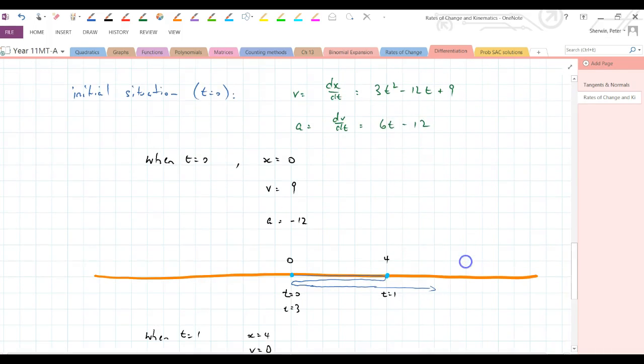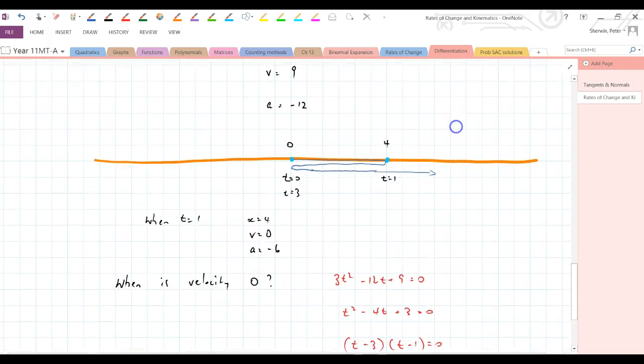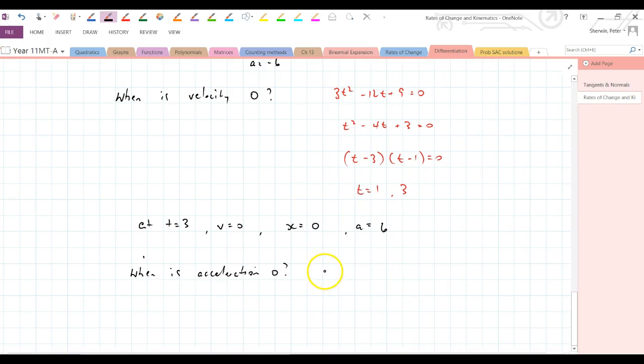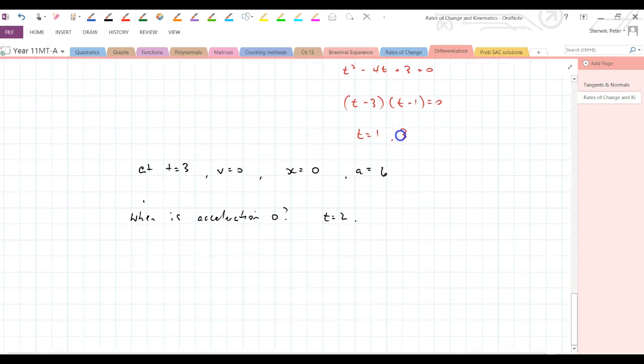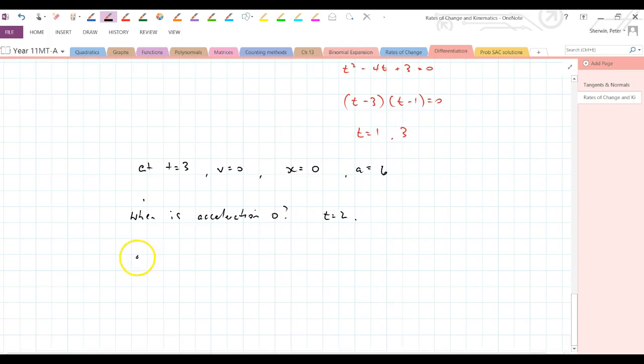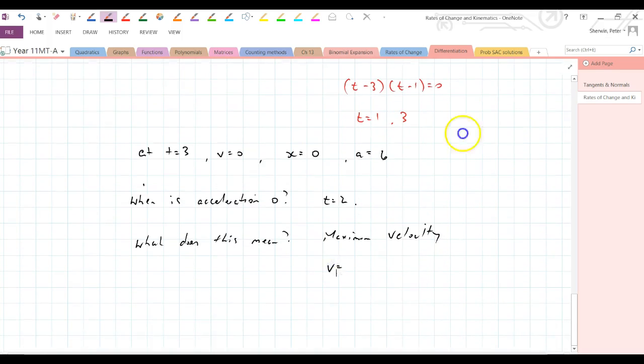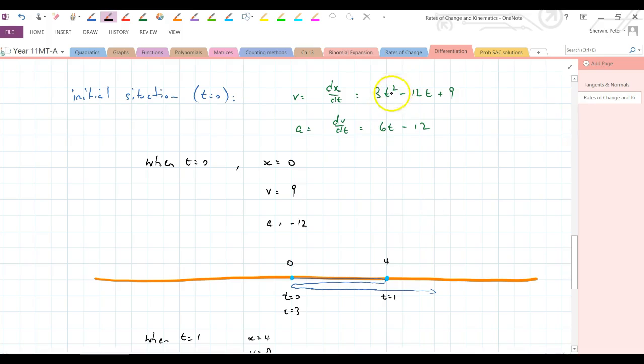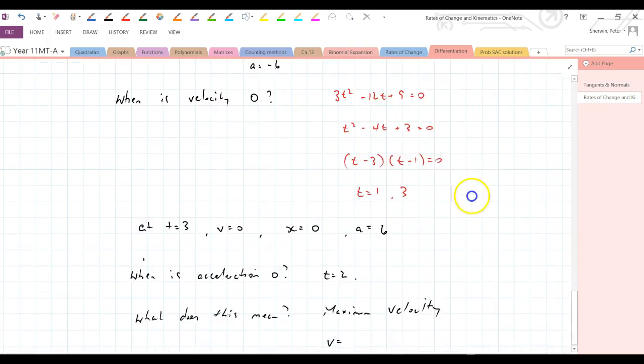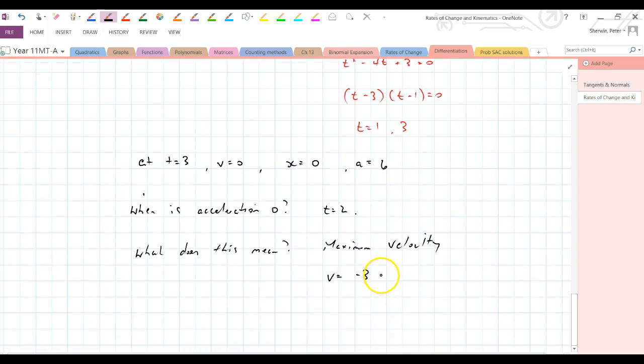Acceleration is 0 at t equals 2, and that means we'll have maximum velocity. So what does this mean? It means maximum velocity. So when we put t equals 2 into the velocity equation, 2 squared is 4, 3 fours are 12, minus 24 is minus 12, plus 9 is minus 3. So maximum velocity is minus 3, and we're doing this in centimeters per second.